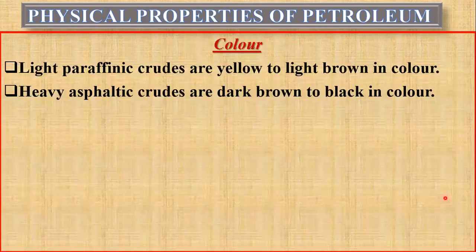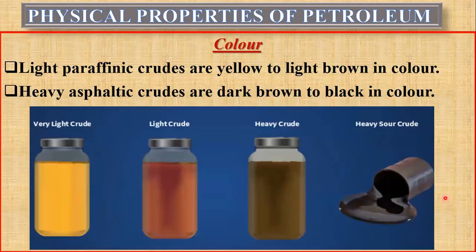We also talk about the color. The color also helps you to determine the type of crude oil that you have, whether the crude oil is heavy or light. A crude oil with a light brown color shows that it is a light crude oil, and a crude oil which is very dark in complexion shows that it is a heavy crude oil. That can be indicated using this picture that I indicated.